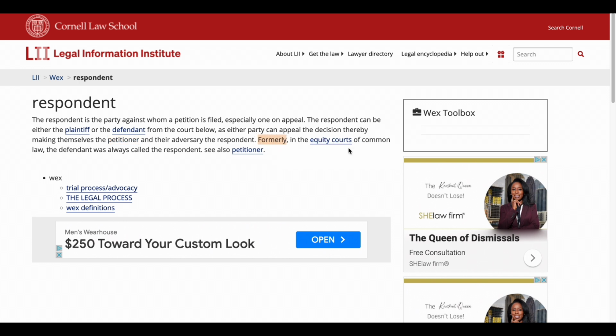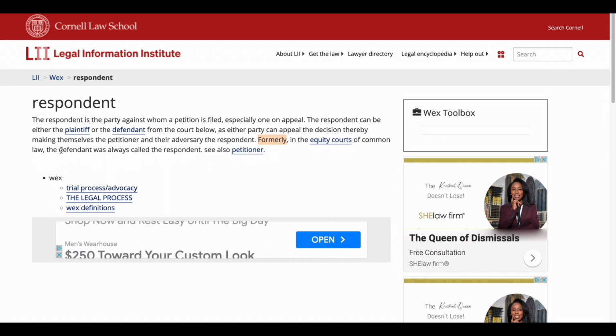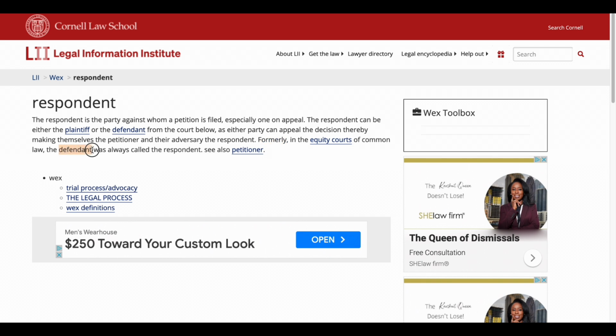In equity courts of common law, the defendant was always called a respondent. Now we know that they don't do that anymore, because there's a difference between a defendant and a respondent. The defendant is the straw man. A respondent is going to be the living man or woman.